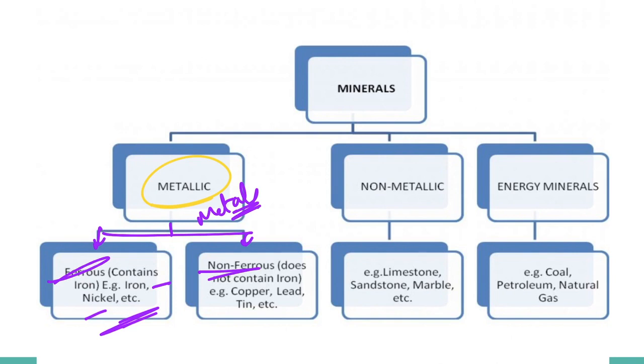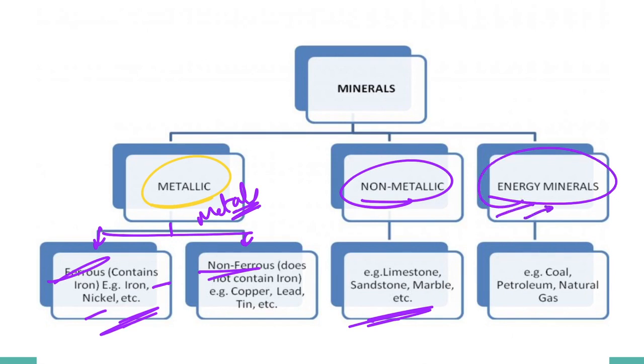Ferrous minerals like iron ore, manganese, and chromite contain iron. And the non-ferrous minerals do not contain iron, but they may contain other metals such as gold, silver, copper, or lead. The non-metallic minerals do not contain metals. For example, limestone, sandstone, marble, mica, and gypsum are some examples of non-metallic minerals. Energy minerals are minerals like coal, petroleum, and natural gas which are used as energy resources.